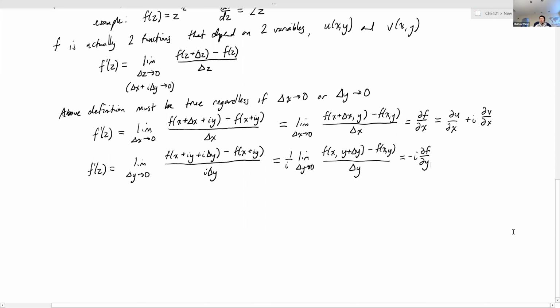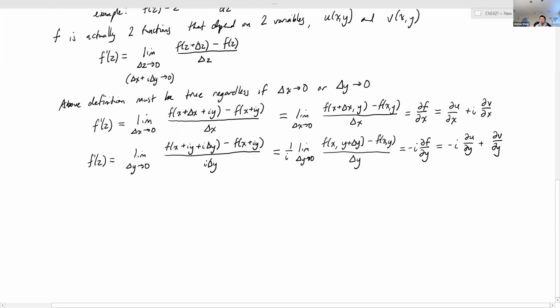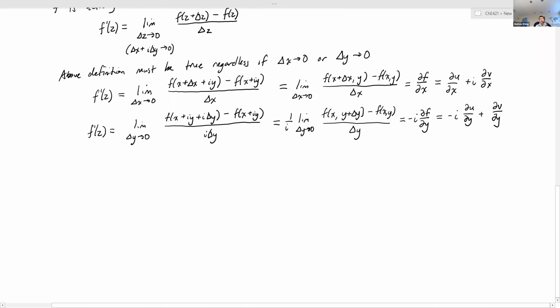And of course, df dy is just du dy plus i dv dy, right? So I get negative i times du dy plus dv dy, because I had an i times dv dy, but if I multiply that by negative i, then I just get 1. So I have dv dy here. Okay. So those are two equally valid ways of taking the derivative of f with respect to z. And I'm actually getting two different answers here, right?